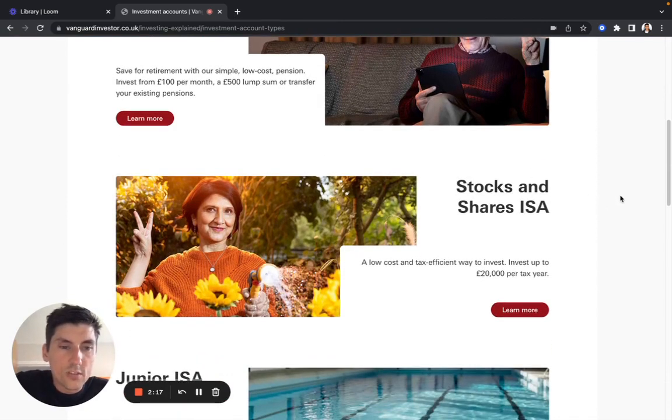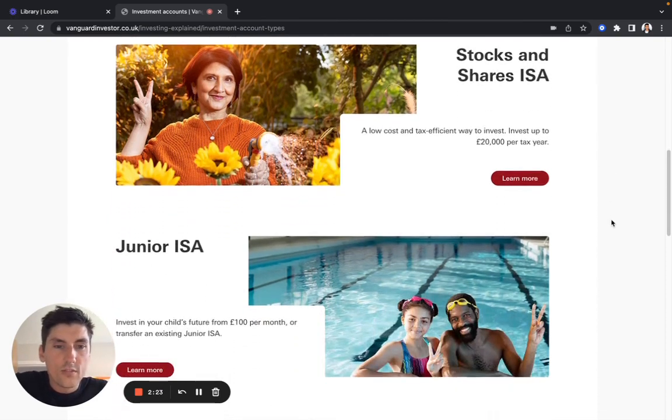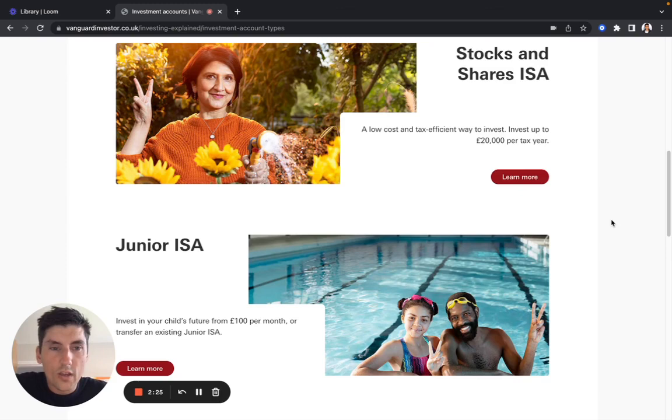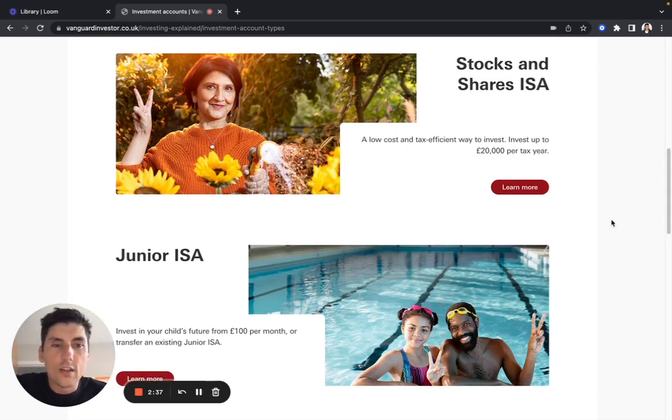The second type of account is the stocks and shares ISA, ISA standing for individual savings account. This is effectively a tax efficient way to invest. So you can contribute up to £20,000 per tax year, running from around the start of April right through to the end of March every year. And that's the annual maximum amount that you're able to contribute per person.